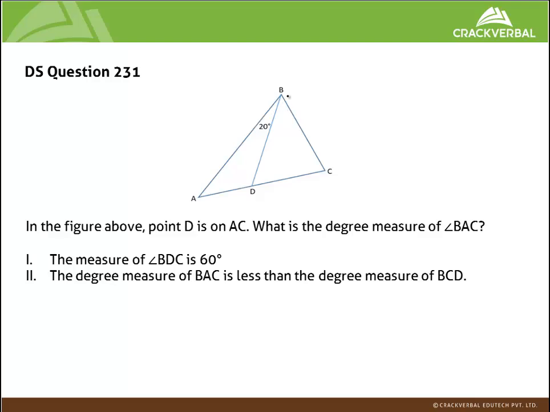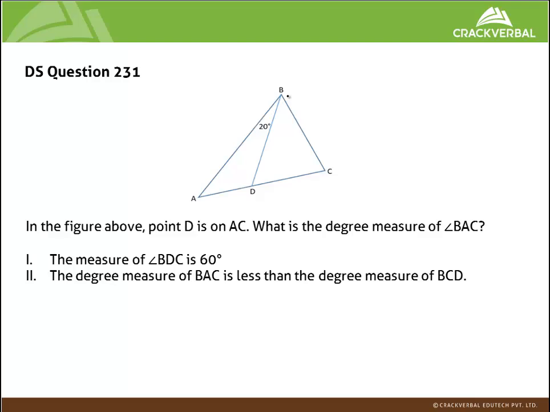Data sufficiency, question 231. The question states, in the figure above, point D is on AC. What is the degree measure of angle BAC? So clearly, we are dealing with a value data sufficiency question where we need one unique value for angle BAC.